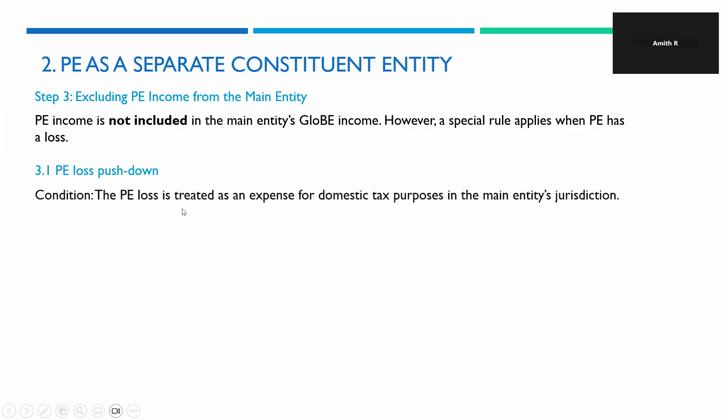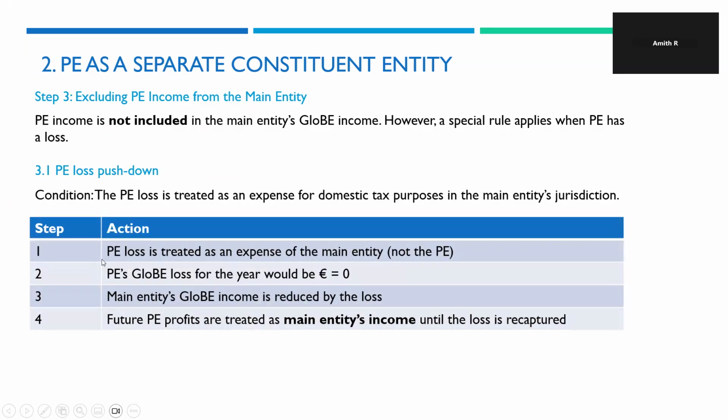So, if PE loss is treated as an expense for domestic tax purposes in the main entity's jurisdiction, so PE loss is deducted as an expense for the main entity, PE's GloBE loss for the year would be zero. Main entity's GloBE income is reduced by the loss. Future PE profits are treated as main entity's income under the loss recapture.